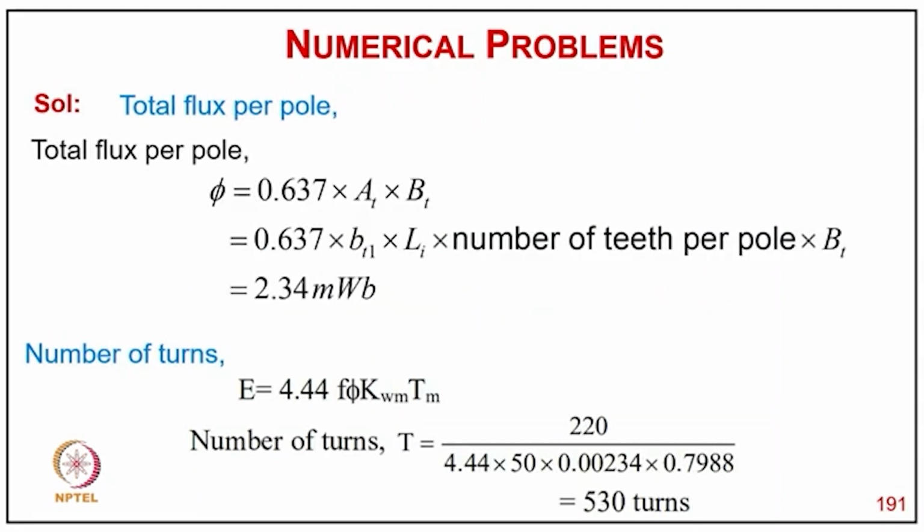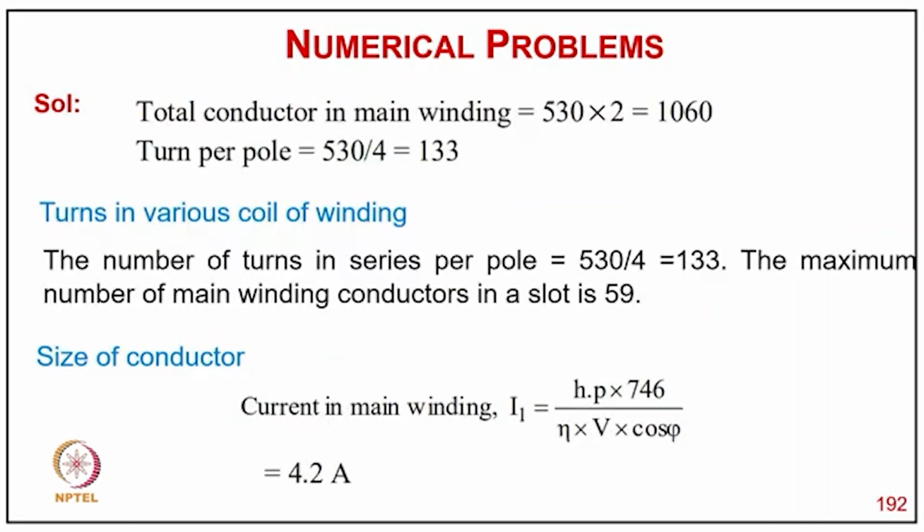0.7988. Now total flux per pole from this relation comes 2.34 milliweber, and number of turns you can calculate from induced EMF equal to 4.5 m, so it comes equal to 530 turns, and number of conductors in main winding, that turns into 2, that's 1060. Number of turns per pole, that 530 by 4, 133. So number of turns in series per pole, that is 530 by 4, 133. So maximum number of main winding conductors in slot is 59.